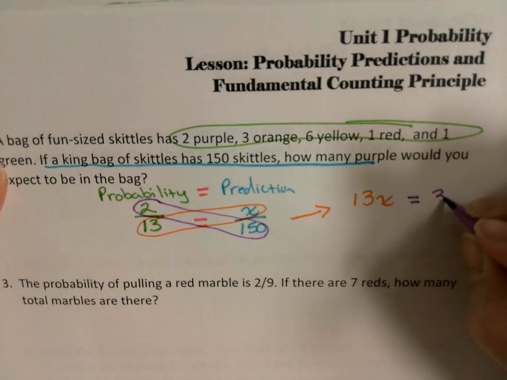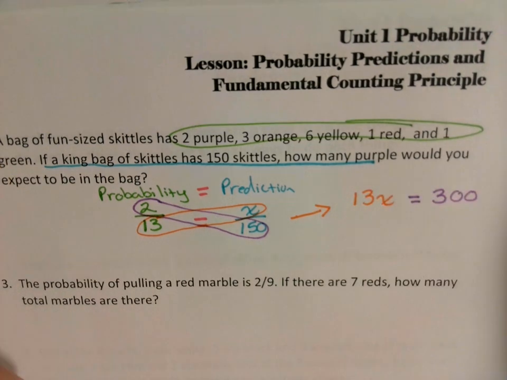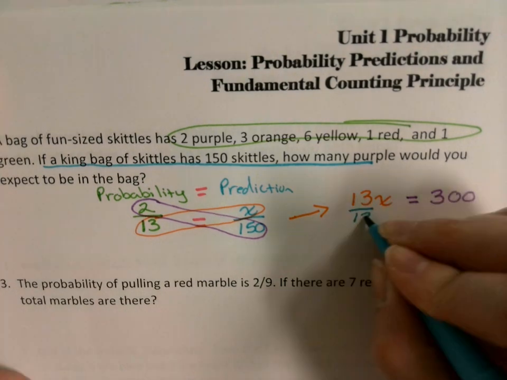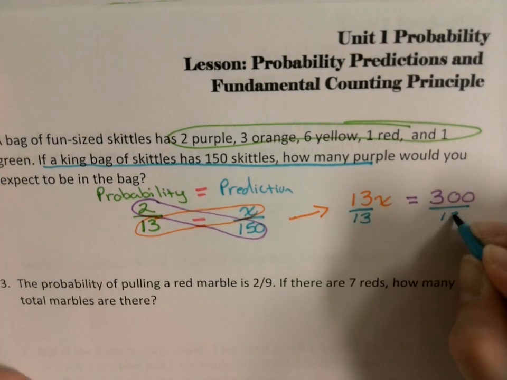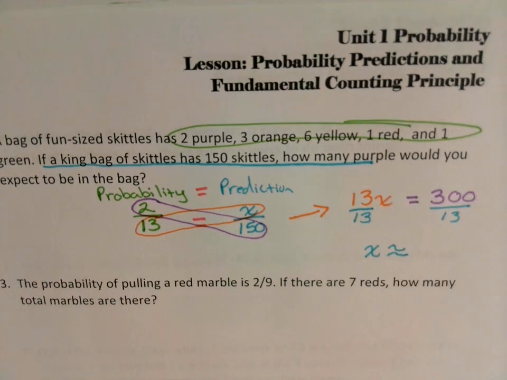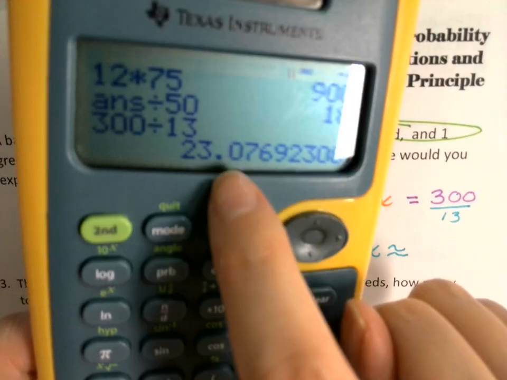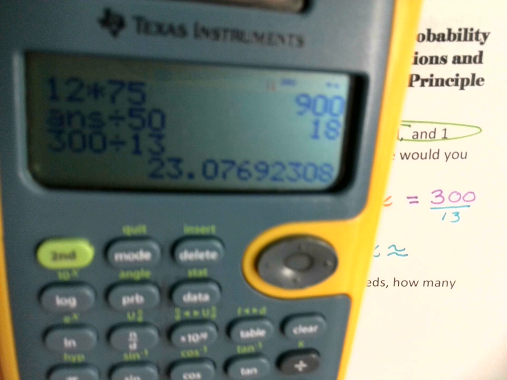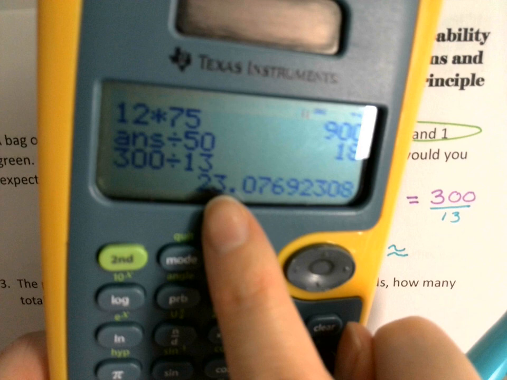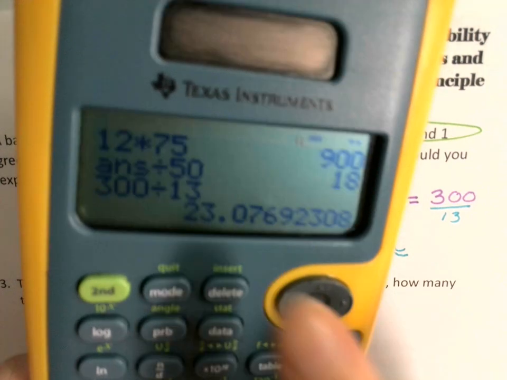We're then going to go ahead and divide. So we'll divide both sides by 13, and we're going to get an approximation. We want to estimate it. So if you do 300 divided by 13, it's going to come out to 23.07. So what would we round that to as a Skittle, as a whole Skittle? About 23, right? 23.07, that would be 23. Okay, so it's approximately 23 purple Skittles.